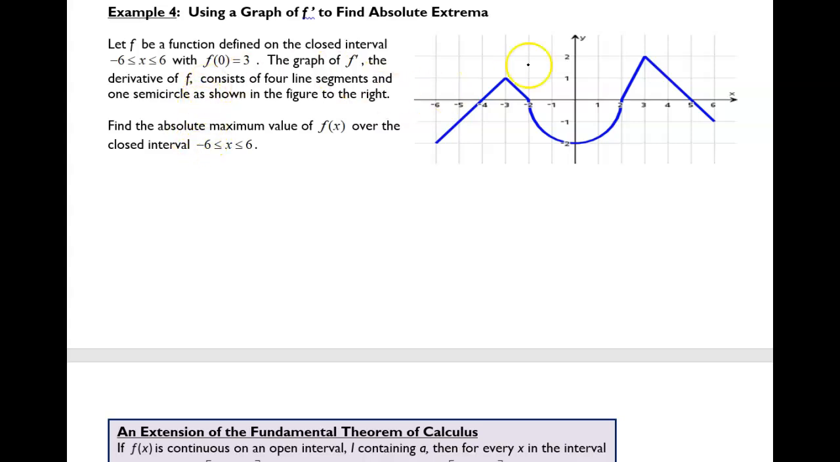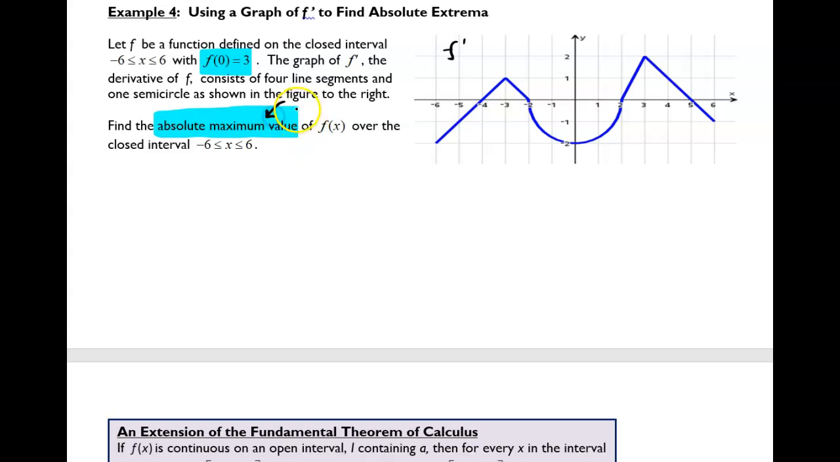We can use that same idea of the net change in order to find absolute extrema when we're given a graph of a derivative. So here we're given the graph of f prime. We're also given that f of 0 is equal to 3. We want to find the absolute maximum value of f over the interval from -6 to 6.